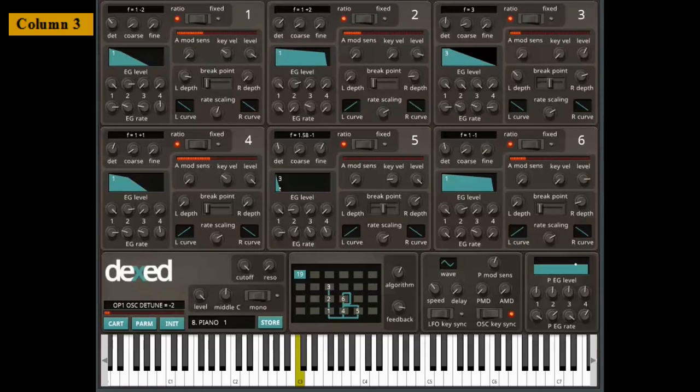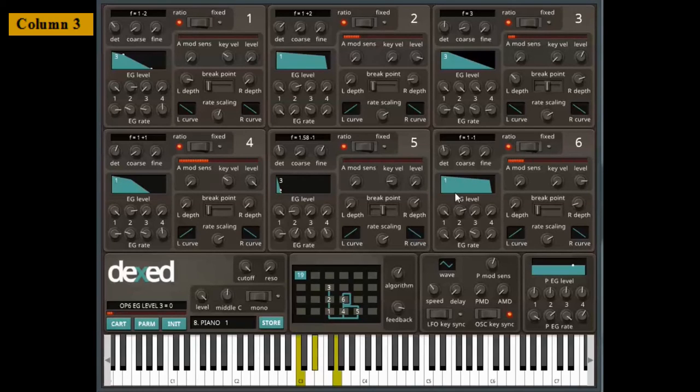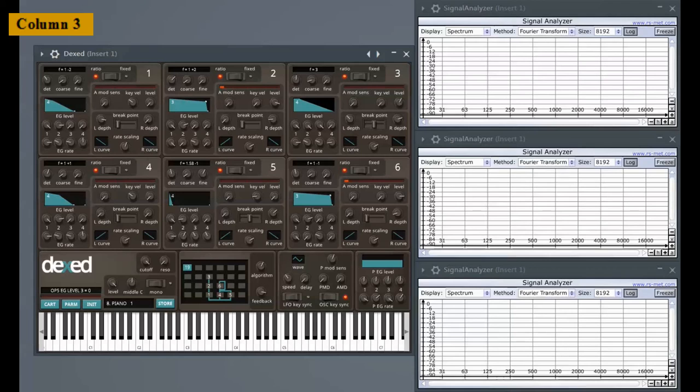Let's at first find out what the individual carriers and their chains of modulation contribute to the sound. I turn the output levels of operators 4 and 5 down to 0 to get only the chain operator 3, operator 2 and operator 1. Now the carrier operator 4 and its modulator operator 6. And the carrier operator 5 with its modulator operator 6, again 6 at least. And the same again with activated signal analyzers.